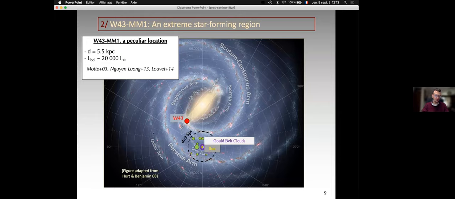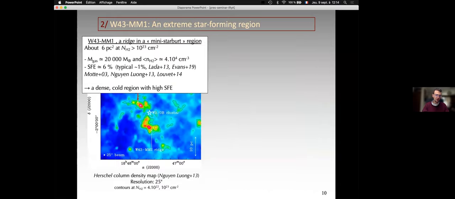On this scheme of the galaxy, you see here, it is at the intersection of the galactic bar and one of the major spiral arms. It is also a distant star forming region, at 5.5 kiloparsec from the Sun, compared to the aforementioned regions. And I call it extreme because it is first a very dense region and with the highest absorption efficiency.